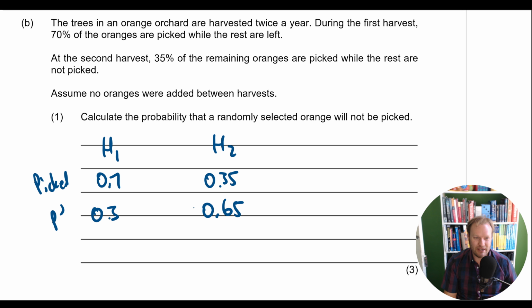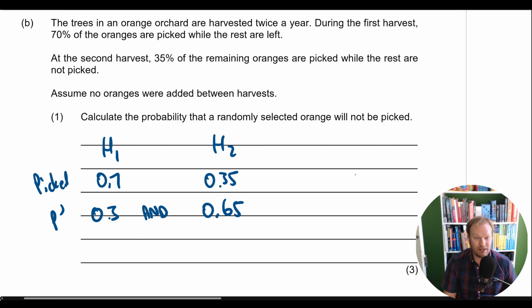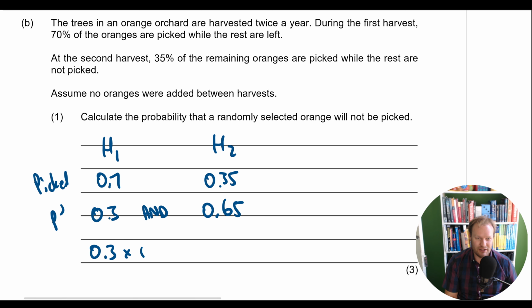So if we want to look at not being picked in harvest 1 and not being picked in harvest 2, well, we know that "and" is like when you look along a tree diagram, this happens and this happens. So in that case, you multiply. So let's follow the same logic, that you can just go 0.3 times 0.65 equals whatever your merry calculator says.